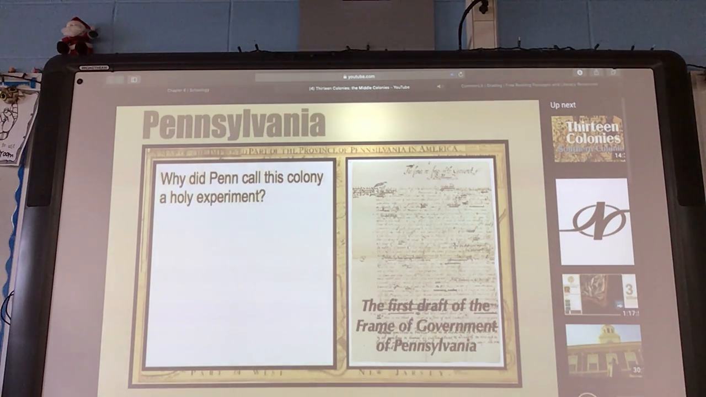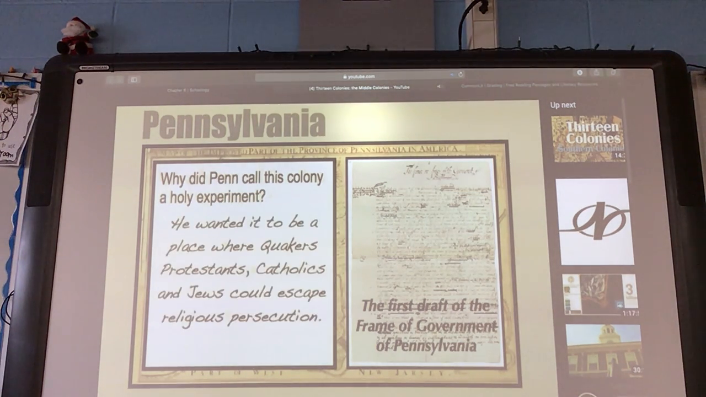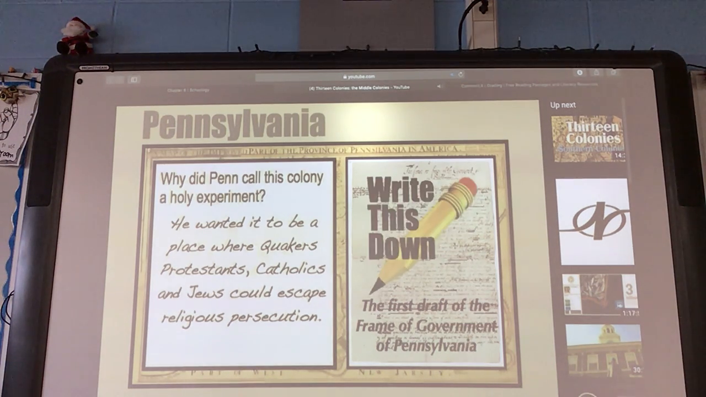And we're back. All right, what William Penn means is he wants this to be a place where Quakers can practice their religion, but not just Quakers. He wants it to be a place where Protestants, Catholics, Jews can all come together and practice their religion without fear of being persecuted for their beliefs.